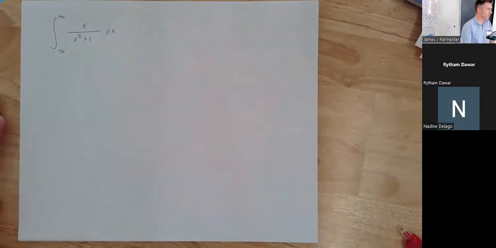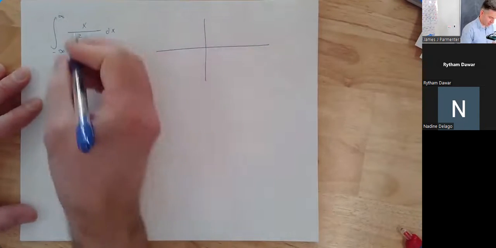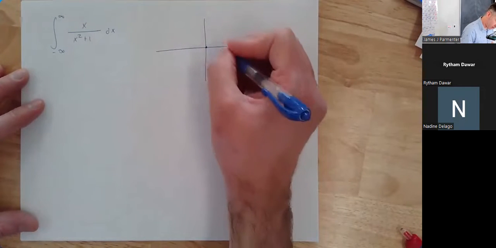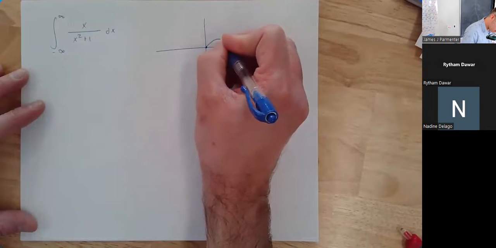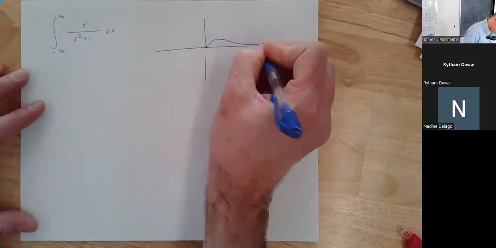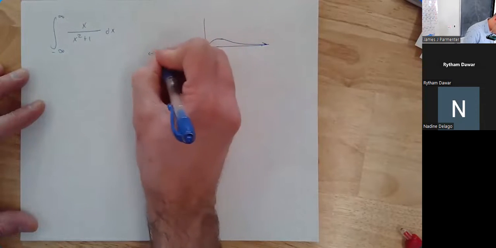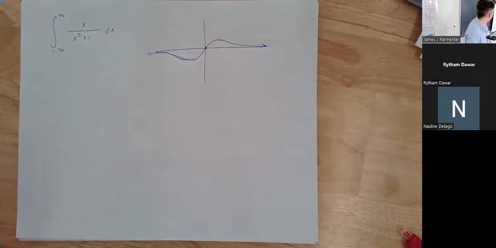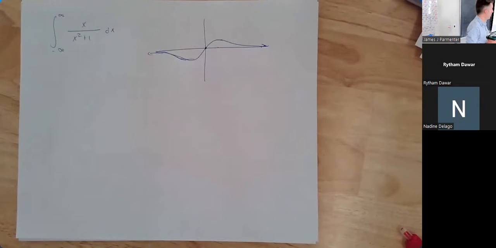Perfectly innocuous looking integral. In fact, we can even draw it. X over x squared plus 1 goes to the point 0, 0. I don't know, you get 1, 1/2, sure. Looks vaguely, if I was a better drawer, vaguely like this. And you might think, because of symmetry, that those areas cancel out. And unfortunately, they do not.